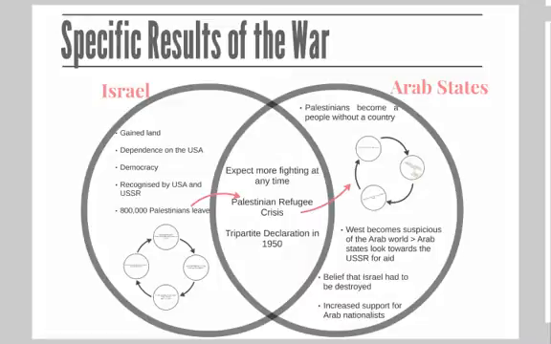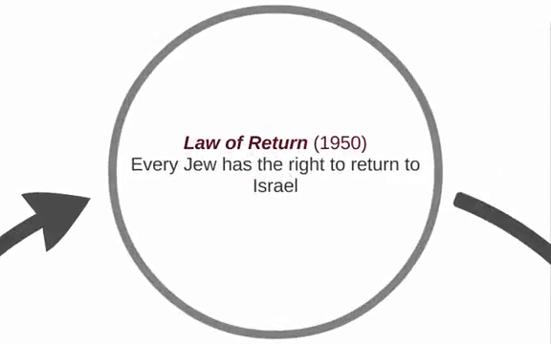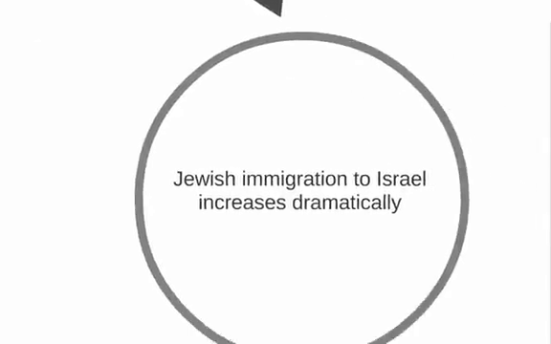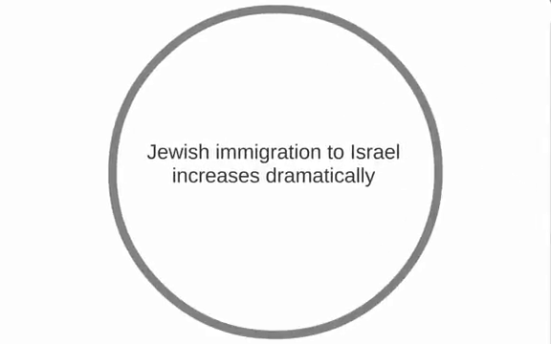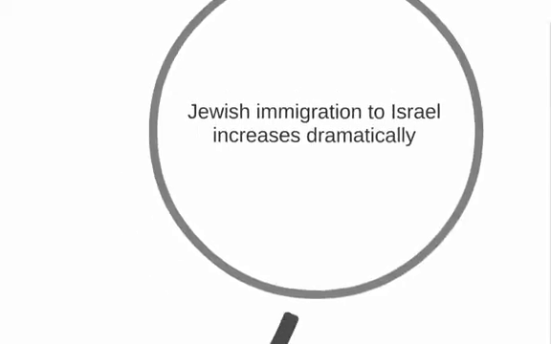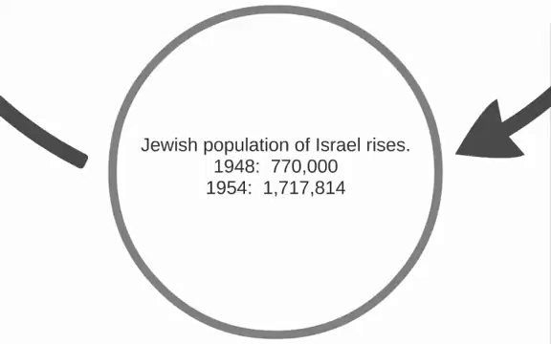In addition, in 1950, Israel enacts the Law of Return, which states that every Jew has the right to return to Israel. As a result of this law, Jewish immigration to Israel increases dramatically, and because there's more immigration, the Jewish population of Israel rises.